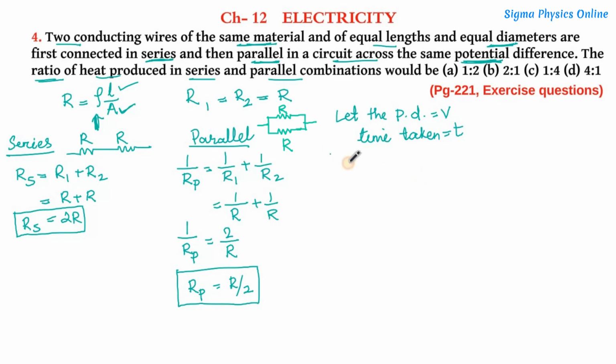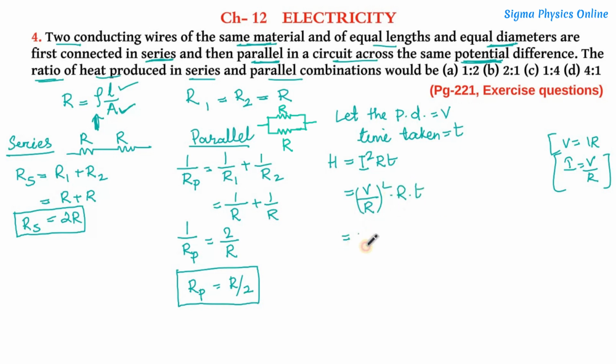Now we know the heat produced is given by H equals I square R T. Now from Ohm's law we know V equals IR. So I will be V by R. Now substituting this value of I in this equation, we get it is (V by R) whole square into R into T, which is V square by R square into R into T, which is V square T by R. So the heat is given by the formula V square T by R.